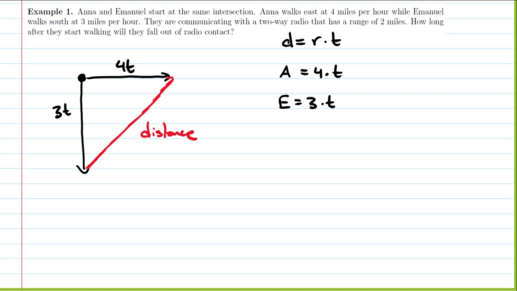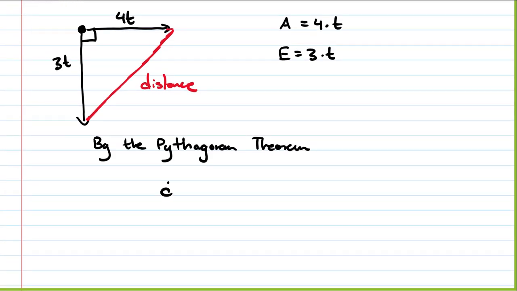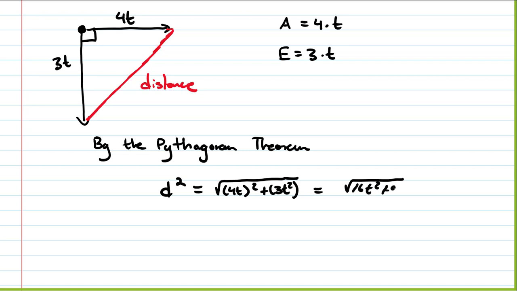So if we know the side lengths of two sides, or the legs of a right triangle, what theorem can we use to help us find the distance? Well, that's going to be the Pythagorean theorem, right? So by the Pythagorean theorem, we know that the distance squared, so I'll call that d, is equal to a squared plus b squared, so (4t) squared plus (3t) squared. So that's going to give us 16t squared and 9t squared, which equals 25t squared.